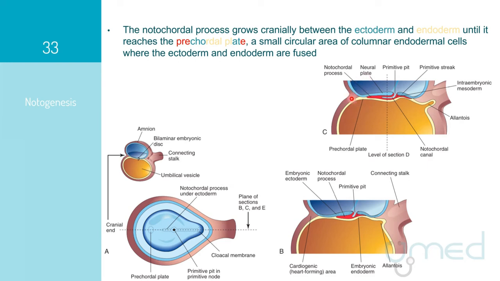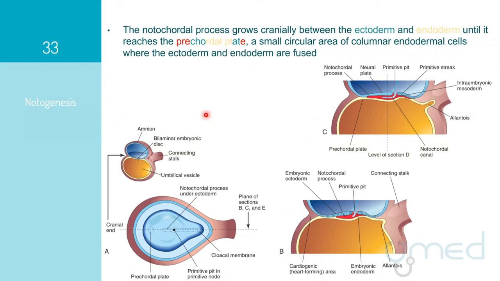So I put these colors just to show you that the notochordal process is going to reach the precaudal plate, and that this precaudal plate is made up of the ectoderm and the endoderm, with the colors. So hopefully you'll appreciate that. This precaudal plate is a small circular area of columnar endodermal cells where the ectoderm and the endoderm are fused, hence the two colors there.